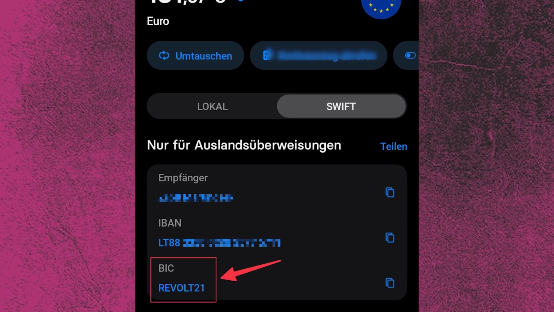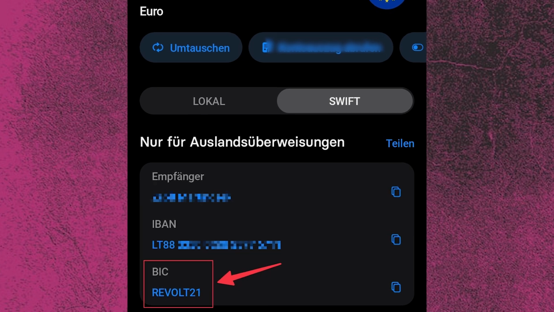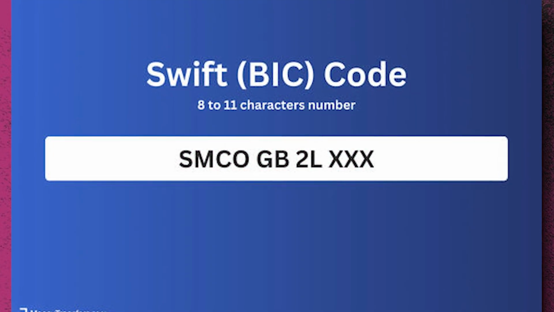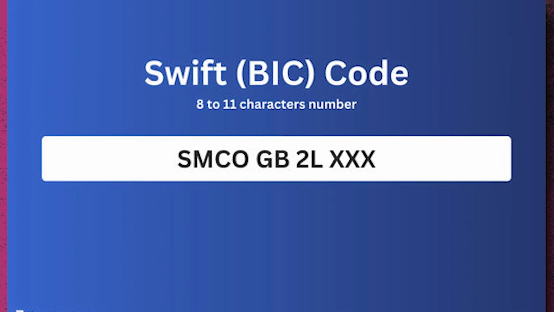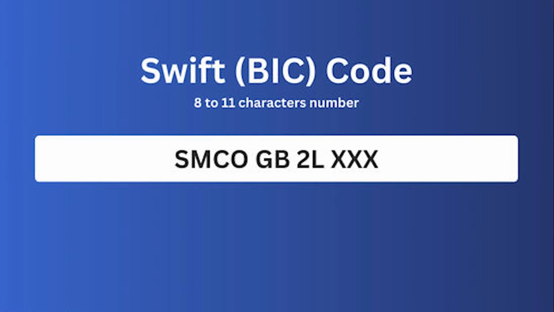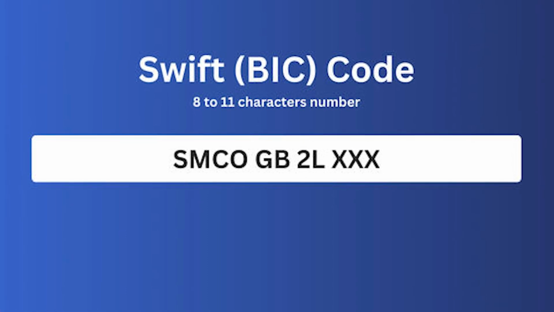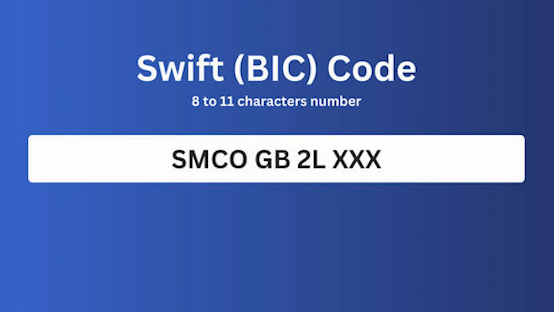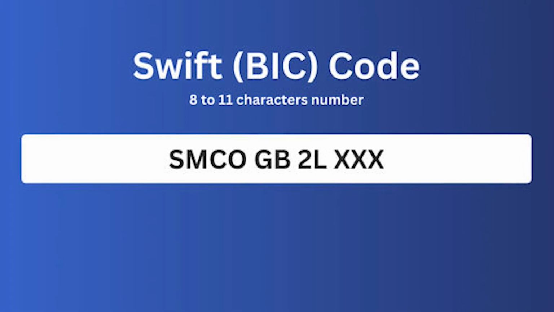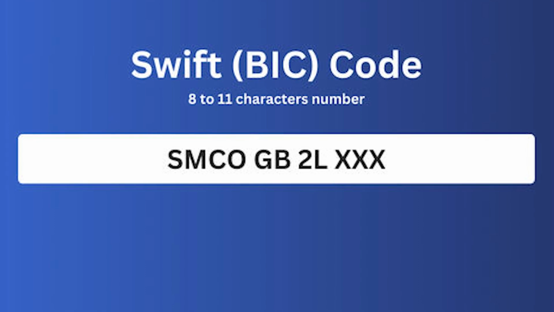Think of it as the unique address that tells other banks around the world exactly where to send your money. Whenever you're receiving an international transfer, the sender usually needs your IBAN along with the SWIFT or BIC code. Now, let's see how to actually find your Revolut SWIFT or BIC code.